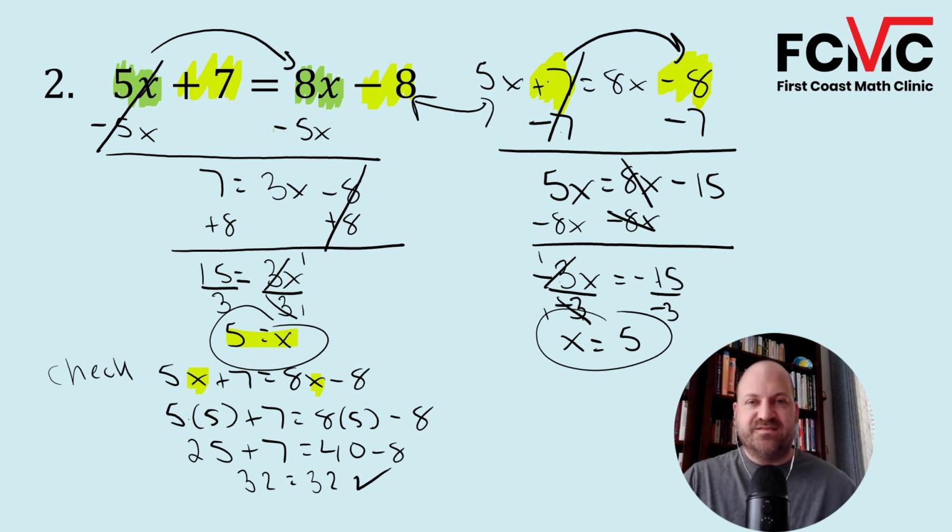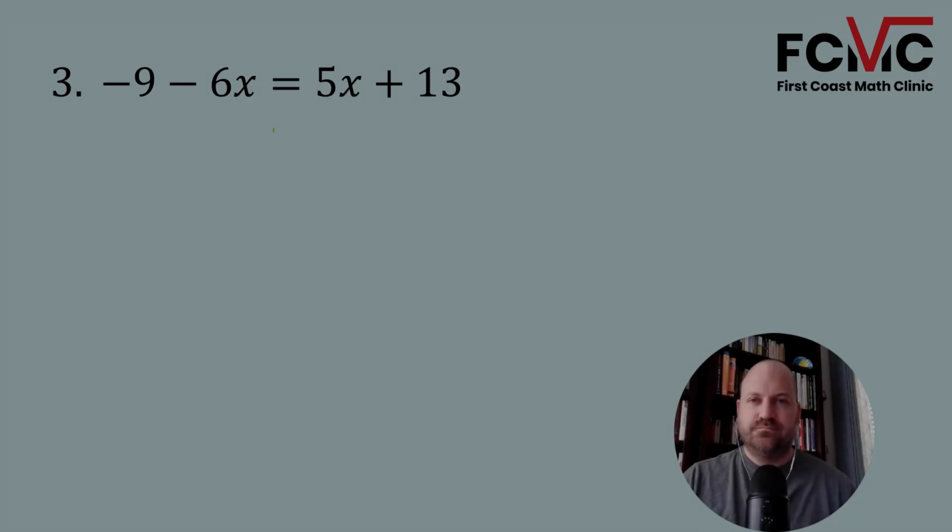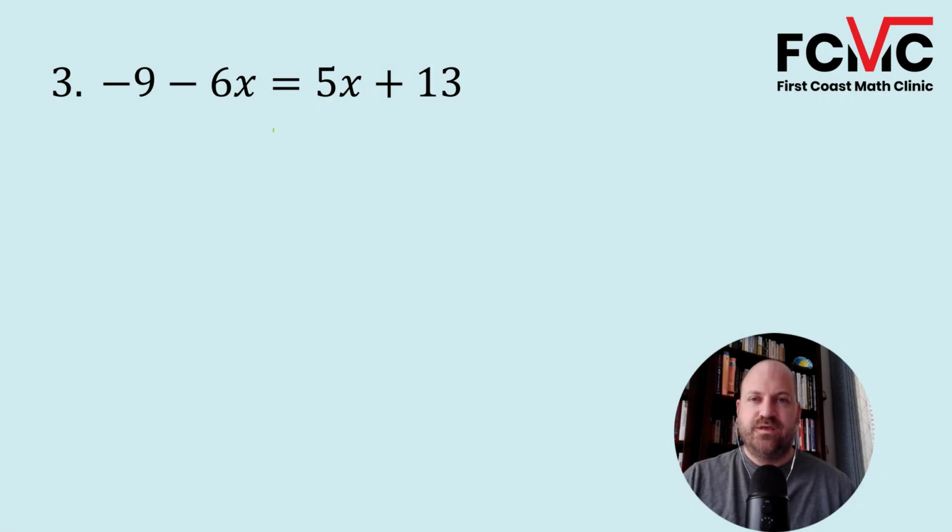All right. Let's get into example number 3. For number 3, we've got negative 9 minus 6x equals 5x plus 13. So let's start by combining our like terms. Again, let's identify those first. We've got the negative 9 and the positive 13.